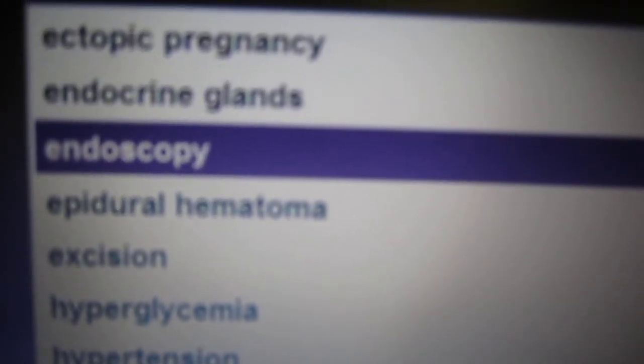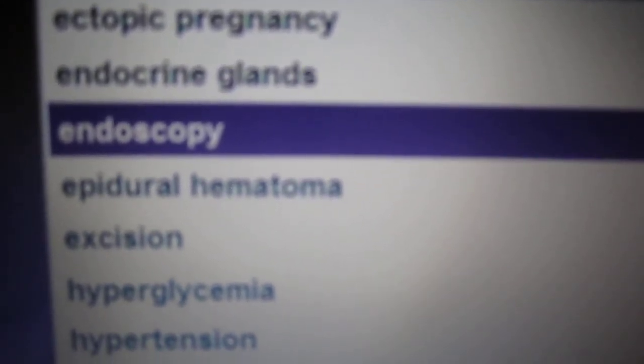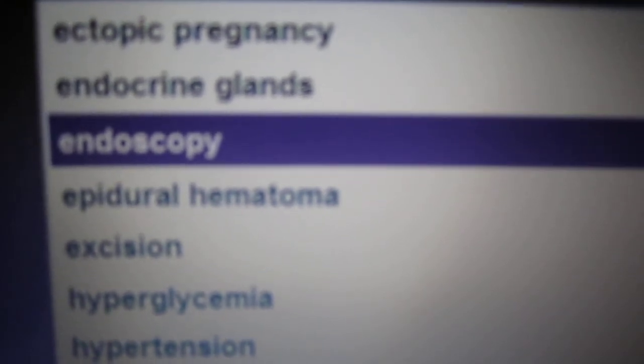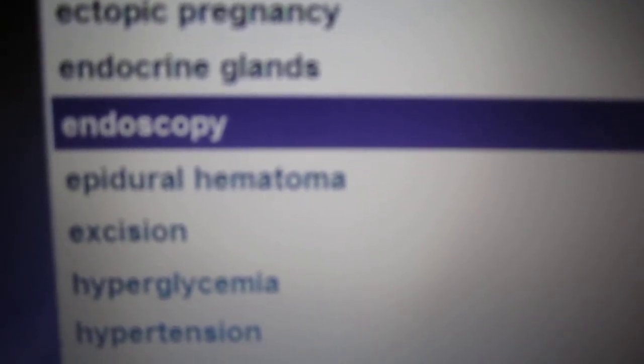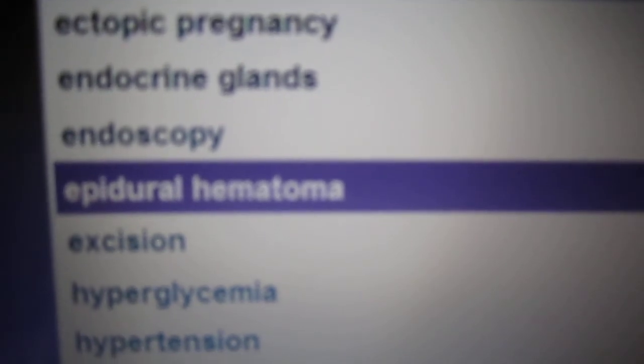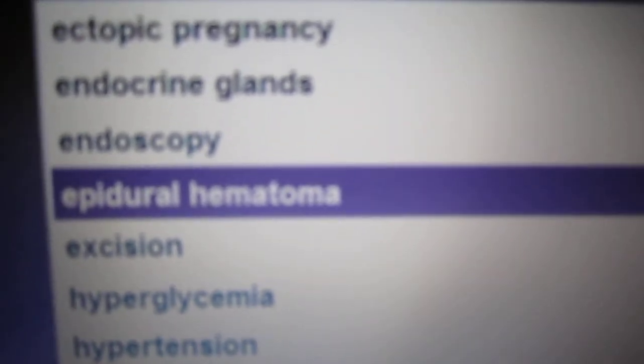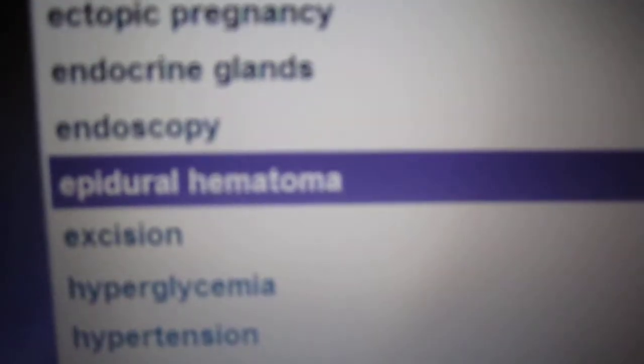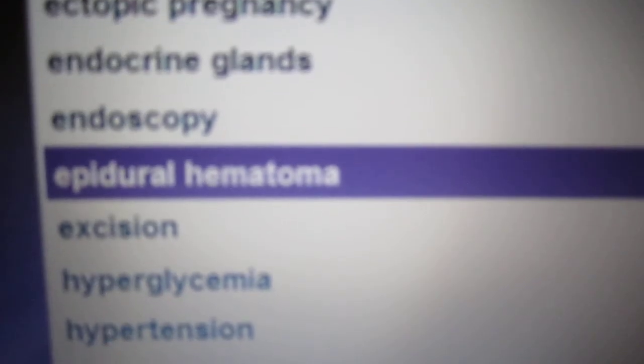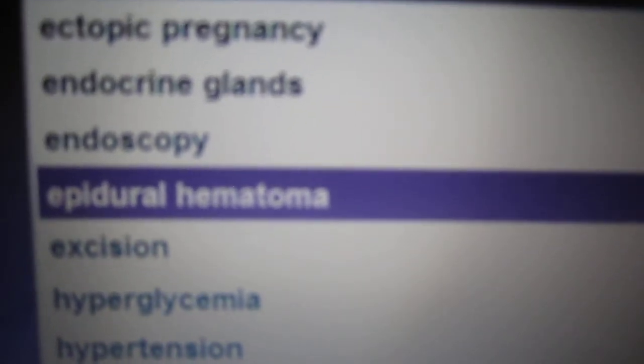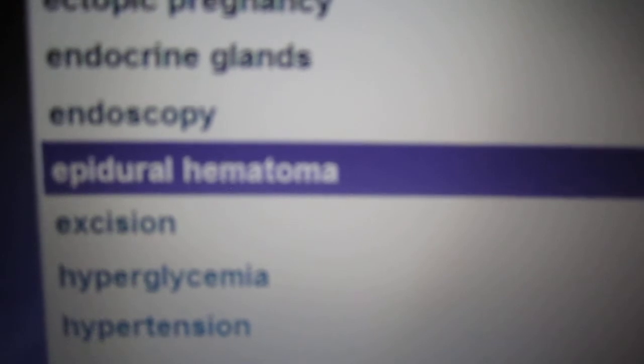Endoscopy. Endoscopy is the process of visually examining the interior of a hollow organ or body space. Epidural hematoma. Epi means above. Dural means pertaining to the dura mater, the outermost membrane surrounding the brain and spinal cord. An epidural hematoma is a mass of blood located above the dura mater.